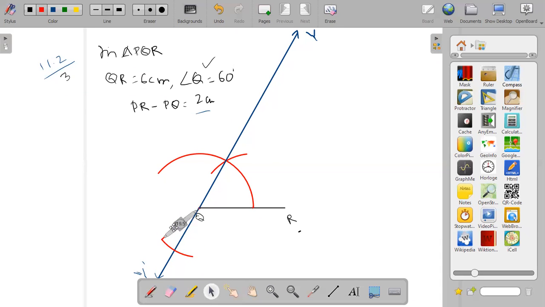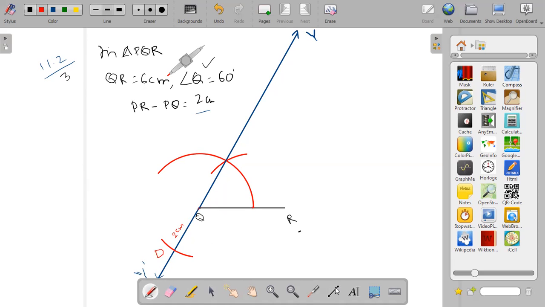This one should be 2 centimeters. So that's why I'm writing here, this should be 2 centimeters. Now join. This is your point D.